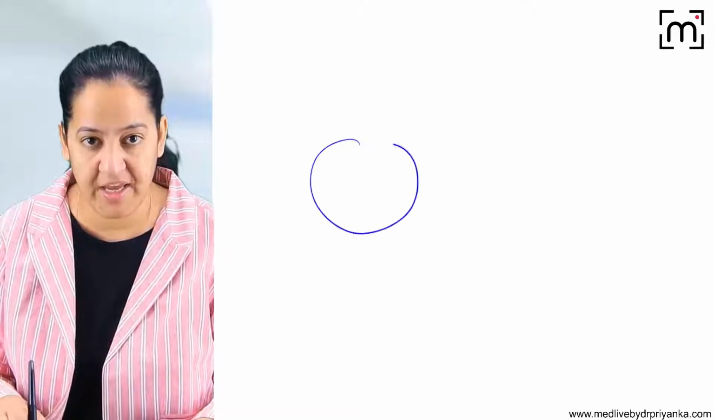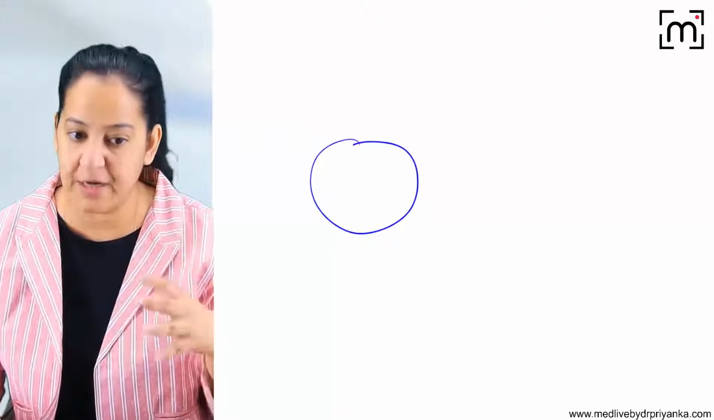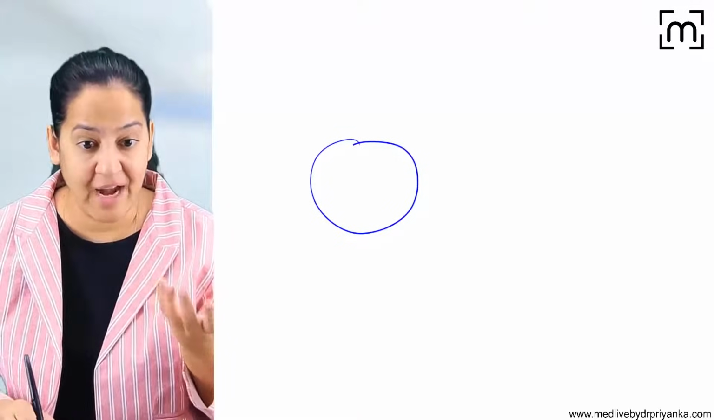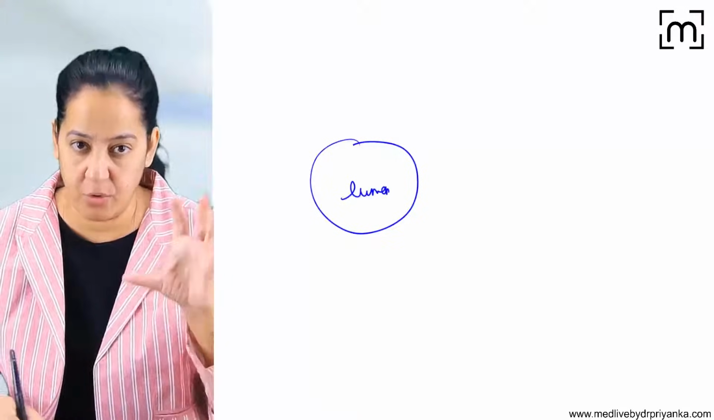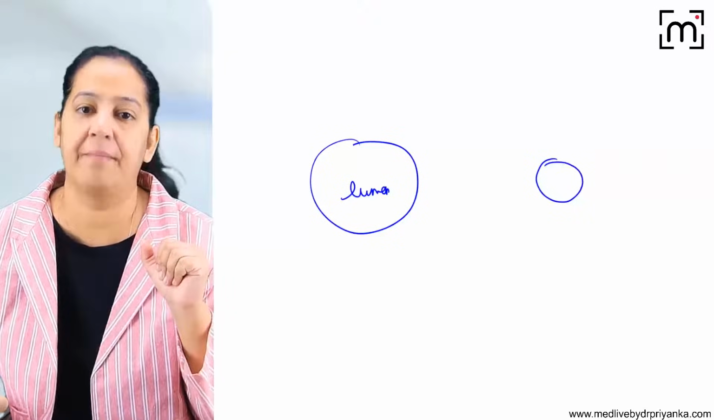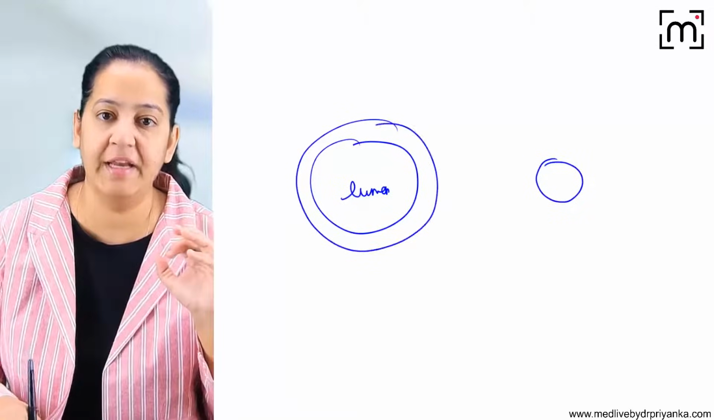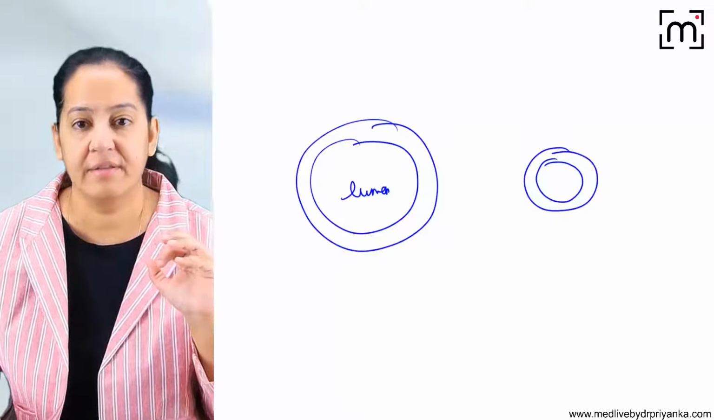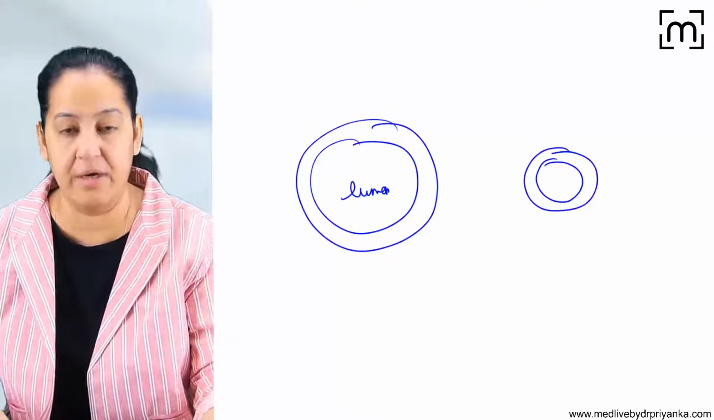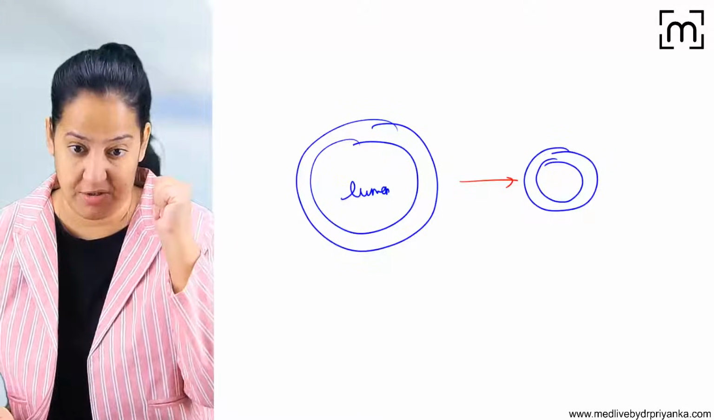So this is the normal trachea. In an asthmatic person, on coming in contact with antigen, the trachea undergoes constriction. So the lumen becomes like this. So this is the trachea in a healthy individual, and this is the trachea in an asthmatic individual. It is undergoing constriction. Okay.